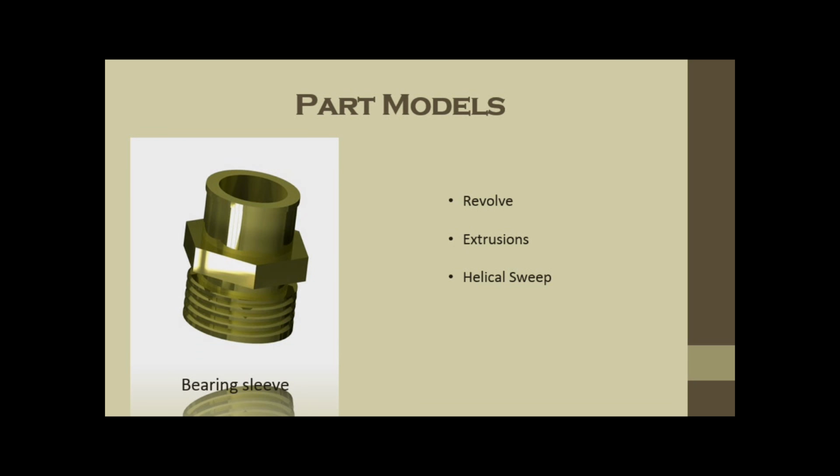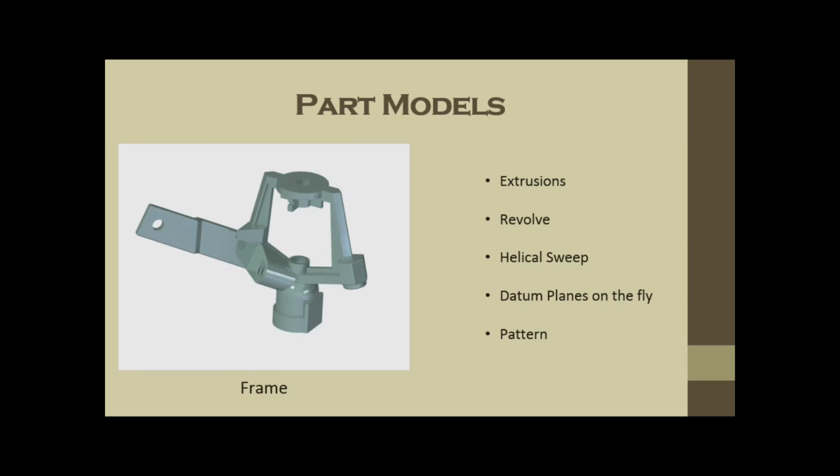This part, the bearing sleeve, we also had to use revolve, extrusions, and something called a helical sweep, which is how we made the threads. So: extrusions, revolve, helical sweep, and pattern. Pattern just because we had to make multiple holes.